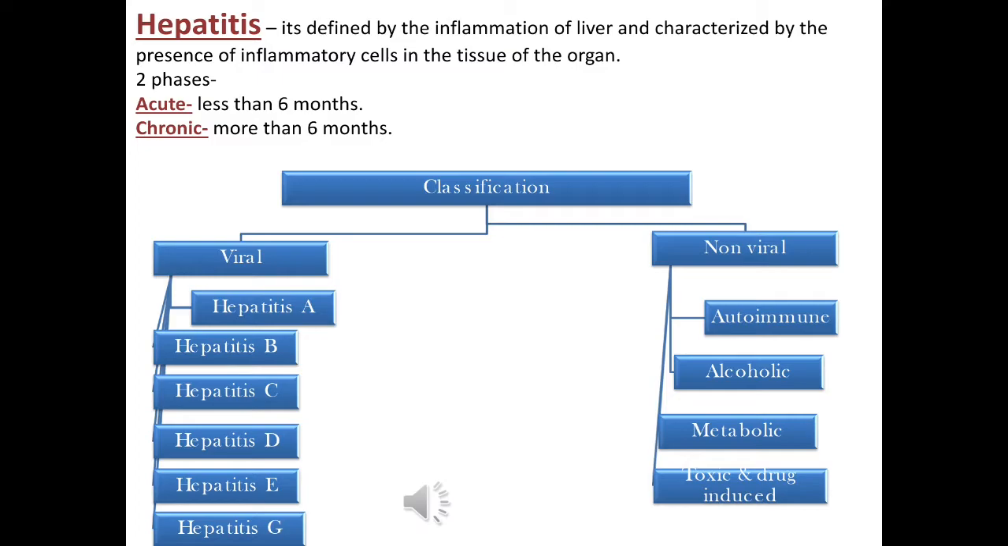It can be classified as viral and non-viral hepatitis. Viral hepatitis can be hepatitis A, B, C, D, E, and G. Non-viral hepatitis can be caused by autoimmune, alcoholic, metabolic, toxic, and drug-induced causes.